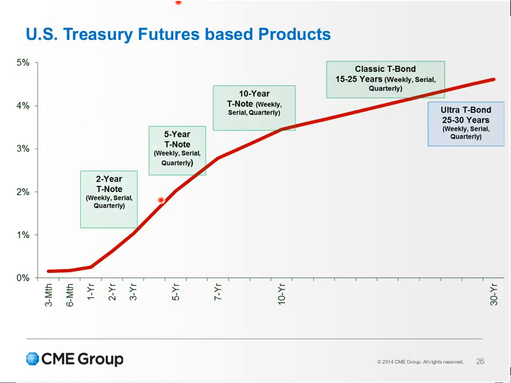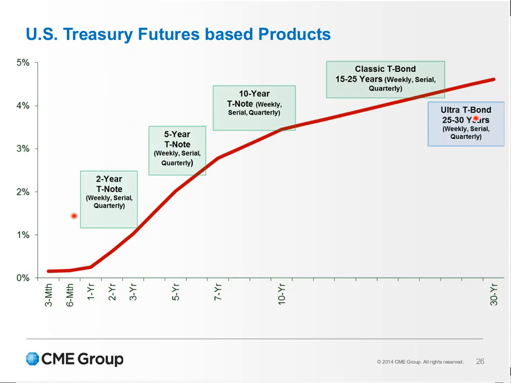So let's spend a minute now. We've talked about our STIRs, or our short-term interest rate products. Let's go and look at our benchmark Treasury products. We have a 2-year note, a 5-year note, a 10-year note, classic T-bond, which we used to call the long bond or the 30-year. It's now not called the 30-year. It's because the delivery basket is between 15 and 25. It's called the classic T-bond. Then we also have the ultra T-bond, which is 25 to 30 years.